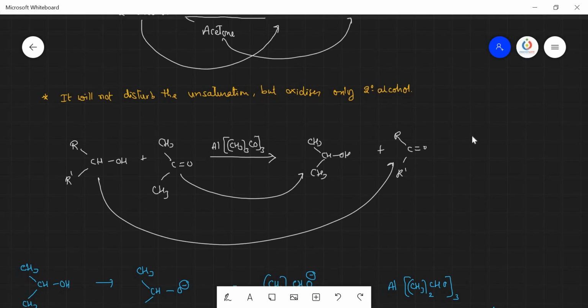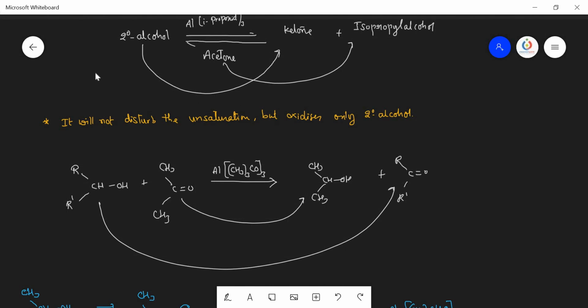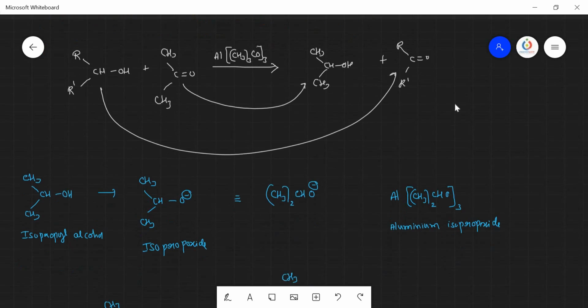So here you can see, the importance of this oxidation is that it will not disturb the unsaturation. If any unsaturation is there, it will not disturb it, but oxidizes only secondary alcohols to the ketones. This is one such example here.